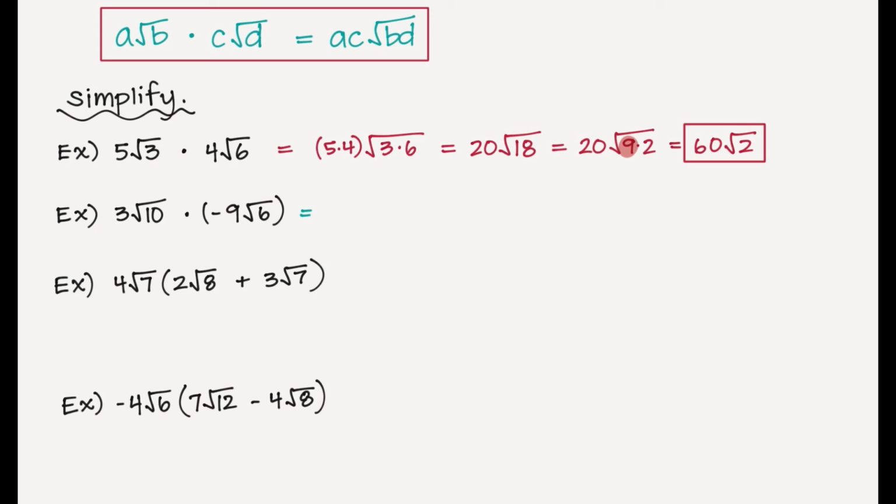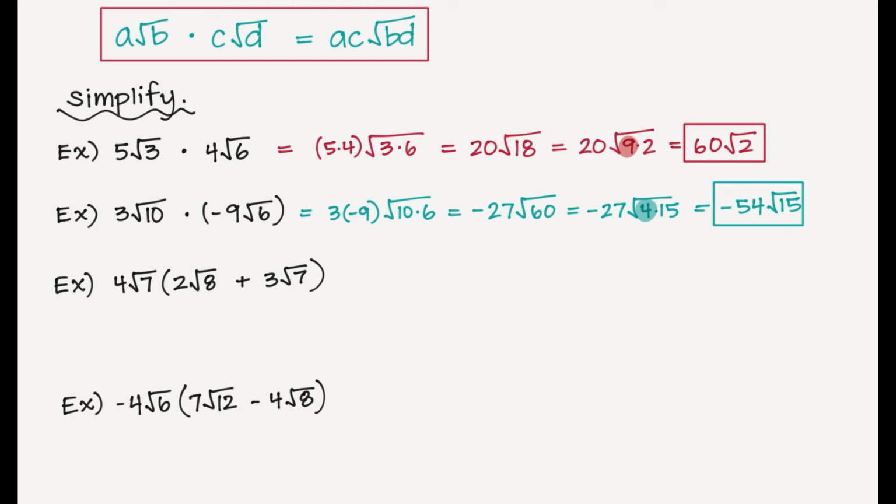All right, let's look at our next example, 3 radical 10 times negative 9 radical 6. So again, I'm going to multiply my outside numbers, 3 times negative 9, and then on the inside, I will multiply 10 times 6. This gives me negative 27 radical 60, and I know that 60 is the same as 4 times 15. And the square root of 4 is 2, so negative 27 times 2 is negative 54, and I'm left with radical 15.